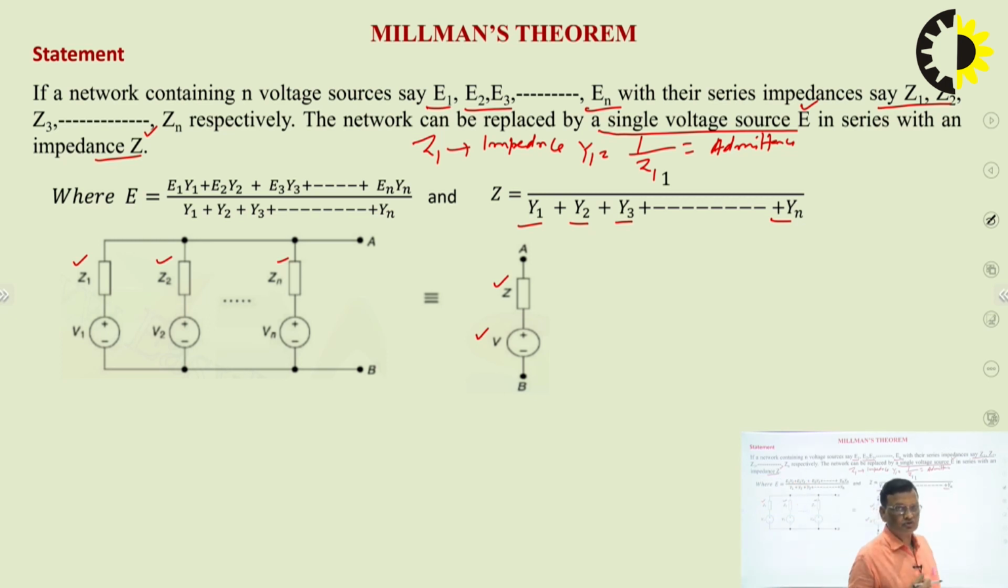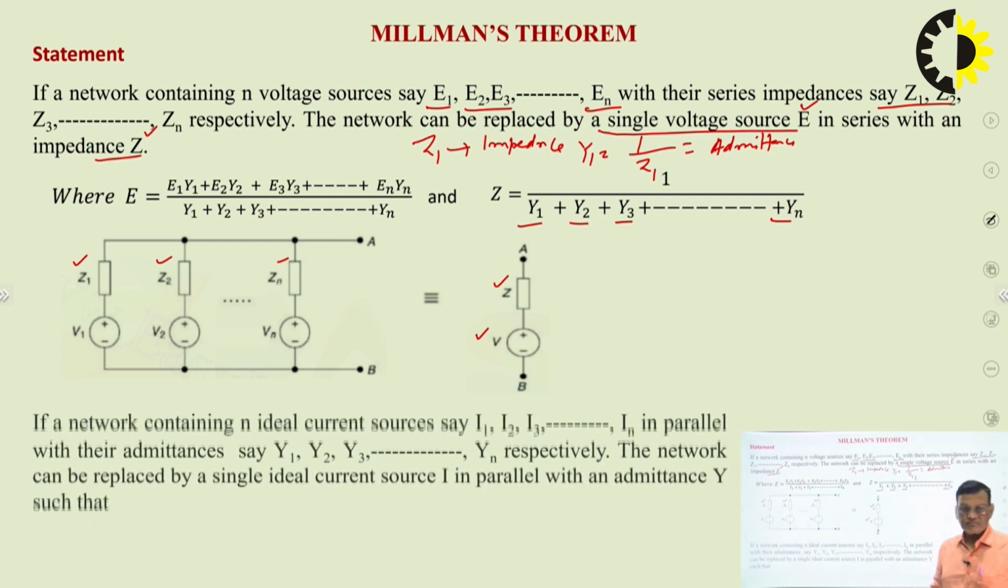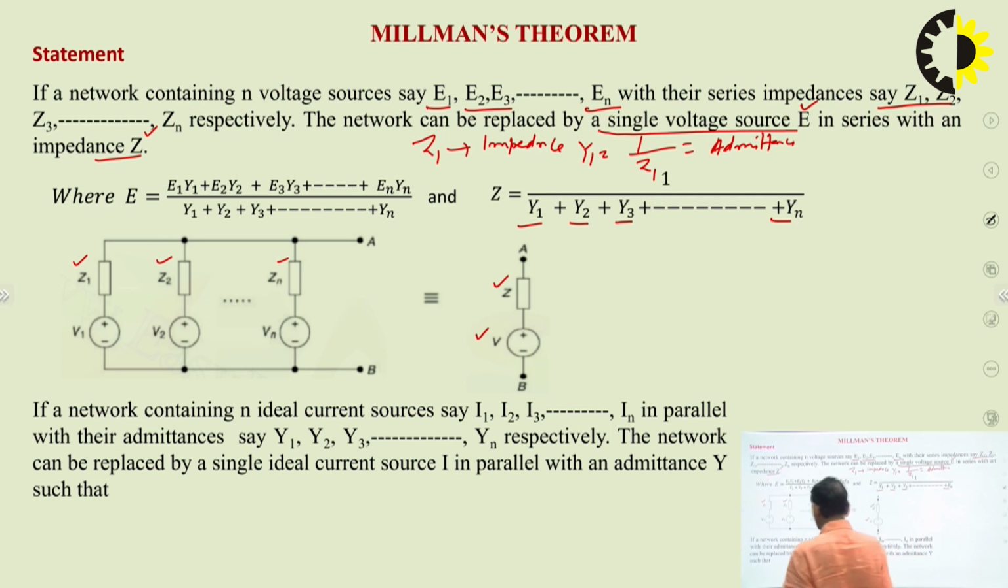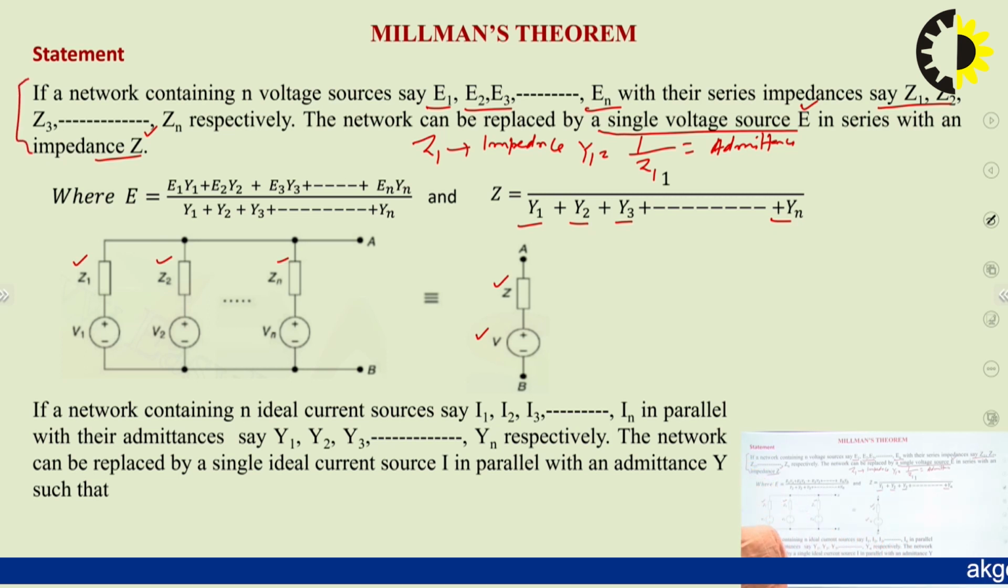The dual is also true. The dual is also true means if a network contains n current sources, say I1, I2, I3, In, with their admittances in parallel, say Y1, Y2, Y3, Yn, then the network can be replaced by a simple network containing a current source I in parallel with an admittance Y.